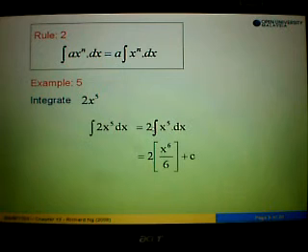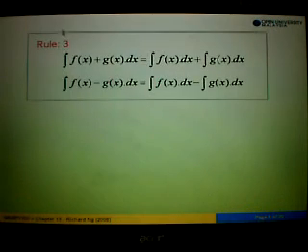So from here, the 2 we copy again, and integrating x to the power 5 will give us x to the power 6. Remember, for the power we need to add 1 and then divide by the power. So next step, the 2 and 6 we can cancel, so we will get x to the power 6 over 3 plus c.